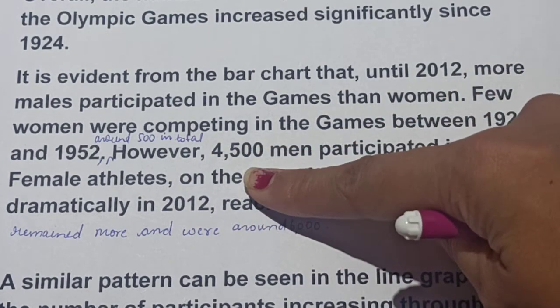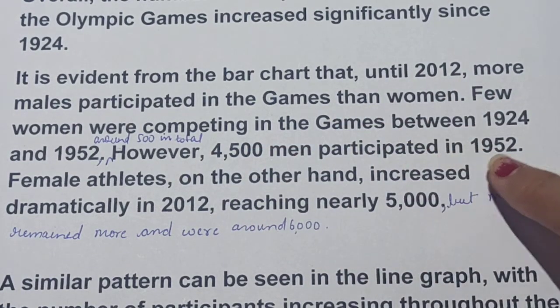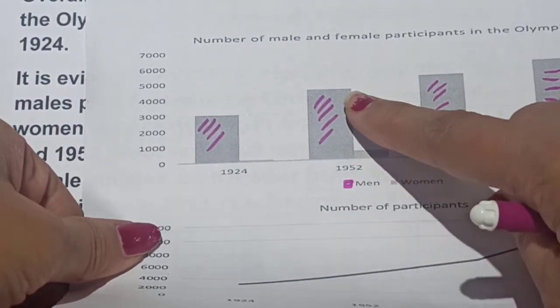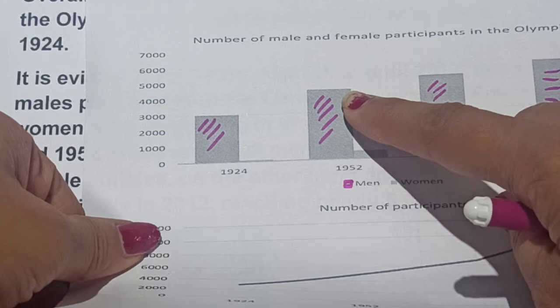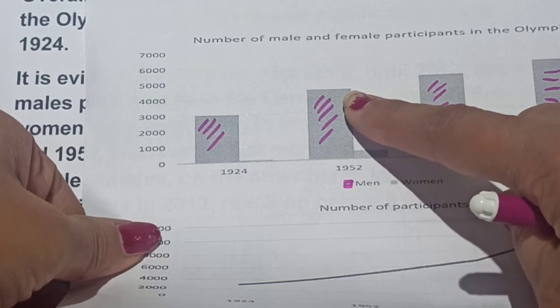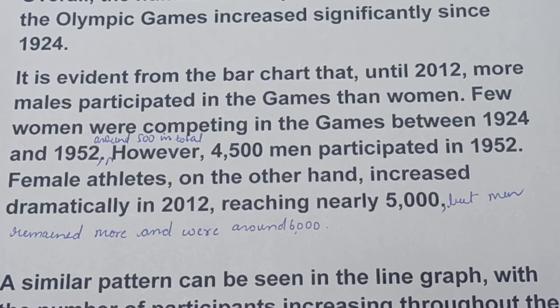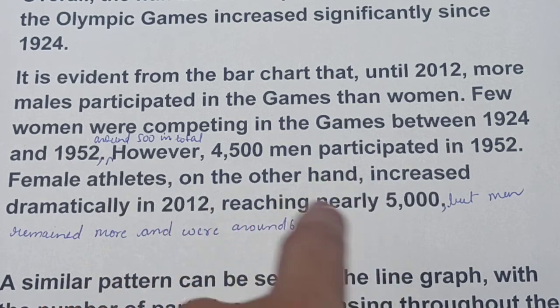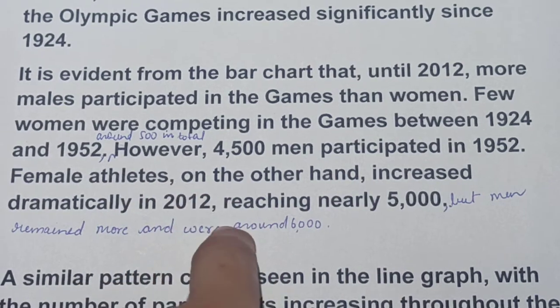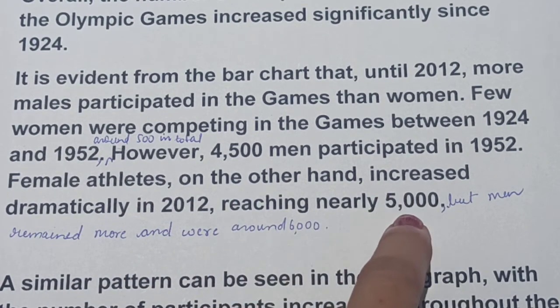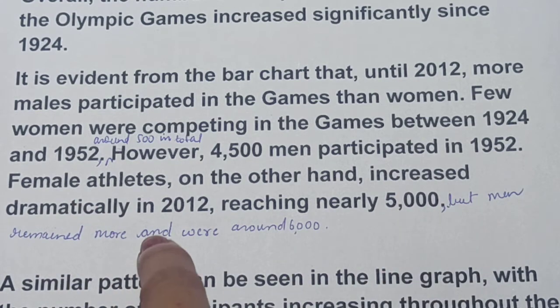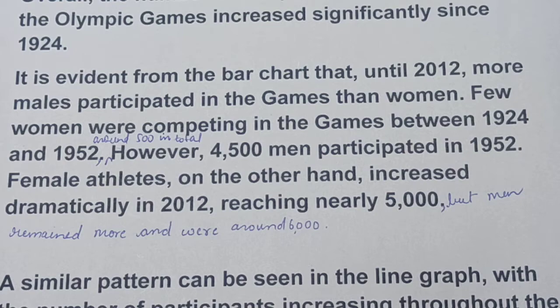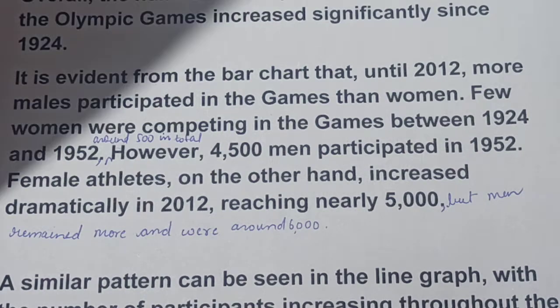However, 4500 men participated in 1952. So in 1952, 4500 men participated in the Olympics. Female athletes, on the other hand, increased dramatically in 2012, reaching nearly 5000, but men remained more and were around 6000. So the difference decreased exorbitantly.